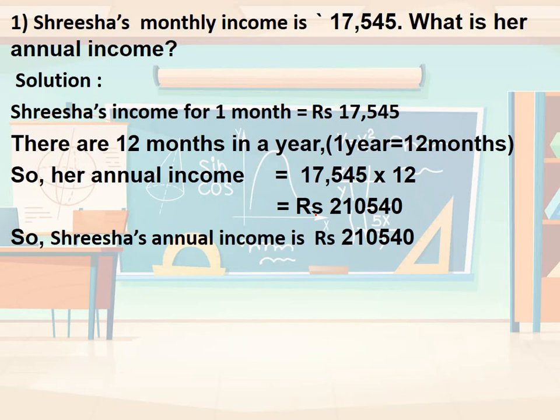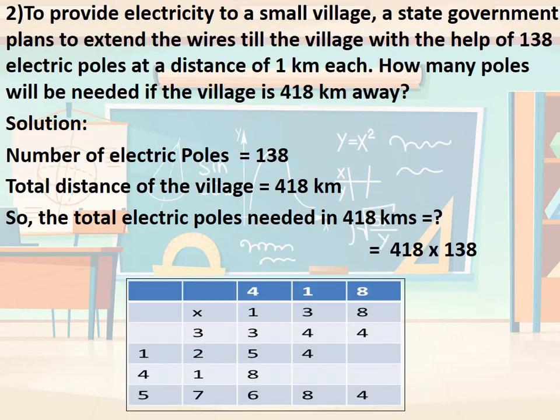If the information about 1 is given, you have to find about many. Here the information about 1 month is given and you have to find the information about many. 12 months is equal to 1 year. 1 year is equal to 12 months.